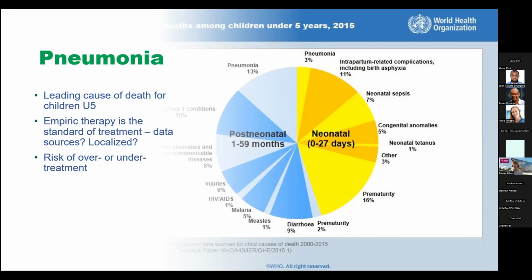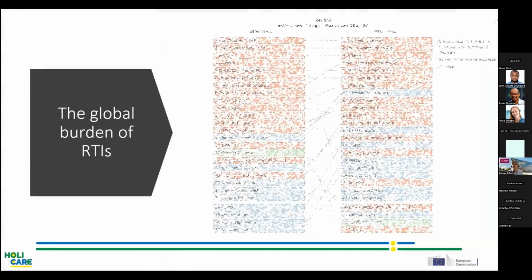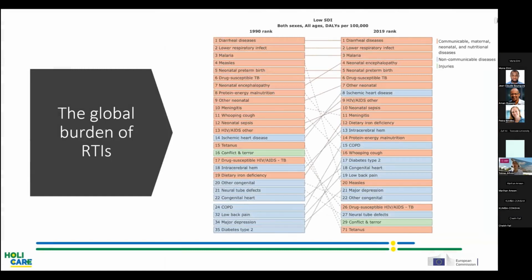And here, it's important that we find the right balance. When antibiotics are needed, they should get antibiotics as quickly and efficiently as possible. When not needed, they should not have antibiotics. It's not good for the children, and it's not good for society. So, again, in the global burden of disease in 2019, lower respiratory tract infections is the second cause of loss of DALYs, combining morbidity and mortality.